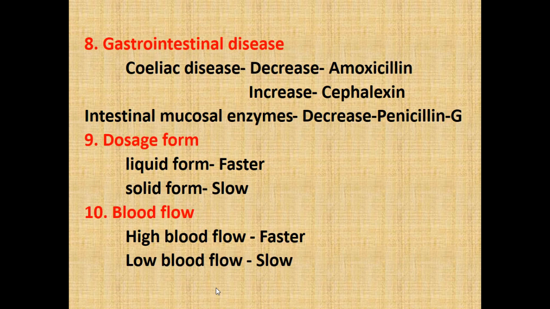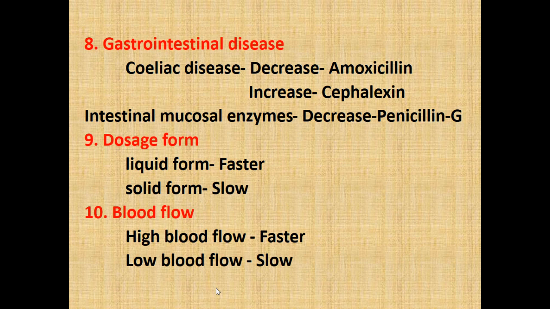Then gastrointestinal diseases. For example, celiac disease: amoxicillin absorption will be reduced, but cephalexin absorption will be increased. If any person has celiac disease and you want to give any antibiotic, you should see in this condition whether the drug will absorb faster or slower, because if the drug absorbs slowly, the disease will progress. If the drug absorbs more, then it will cause toxicity. That's why you should be very careful while administering drugs in celiac disease. Then intestinal mucosal enzymes will destroy penicillin G. That's one of the metabolisms. That's why there won't be any absorption.